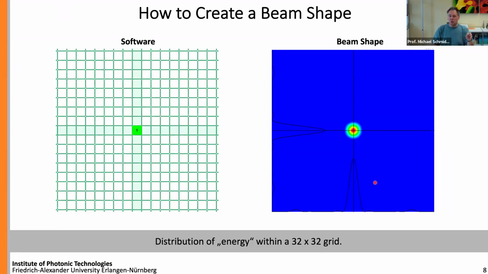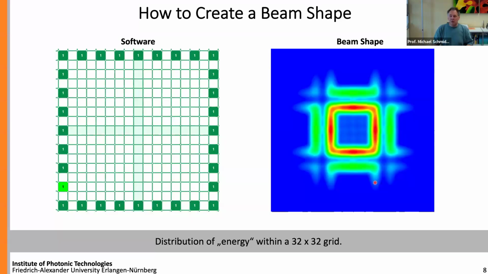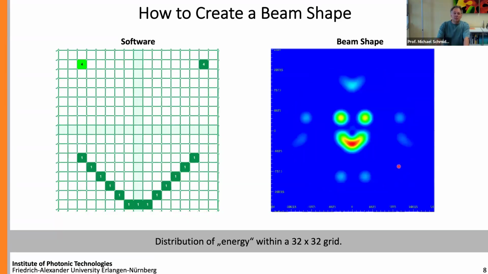So in the software, you just program what you want to do. You have the 1 in the middle, and that means you have one focus spot in the middle, or you make a quadratic shape, and you can see then what is the outcome. So this is the quadratic shape. And what you see around here is what you should always take into account. So you have some higher diffraction orders or some residues that are also there and that also have some power.